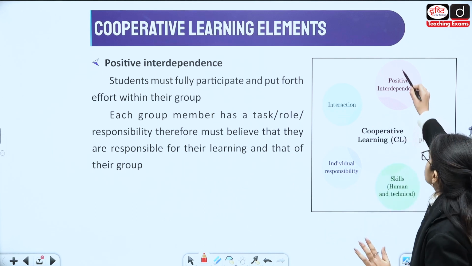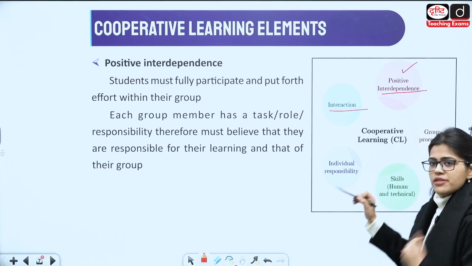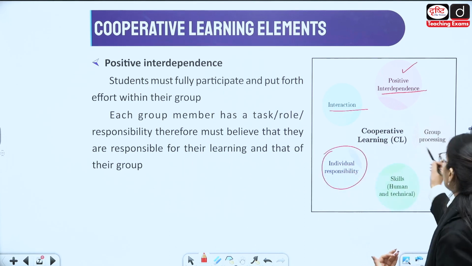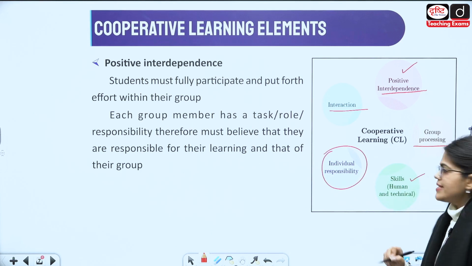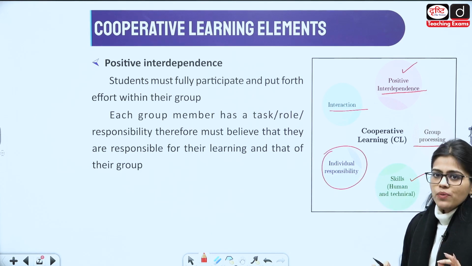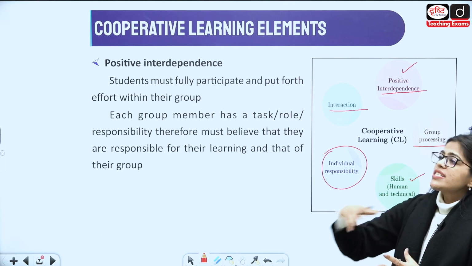The first is positive interdependence. Then face-to-face interaction. We have individual responsibility. We have group processing, and the human interaction or the technical interaction skill. Let us see one by one what these 5 elements are. So the first is positive interdependence.